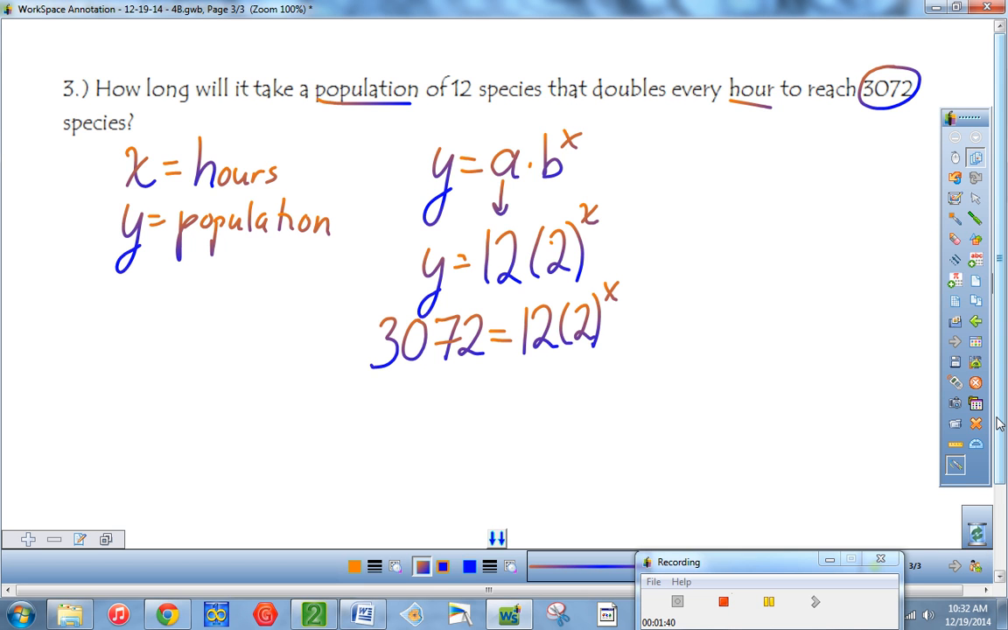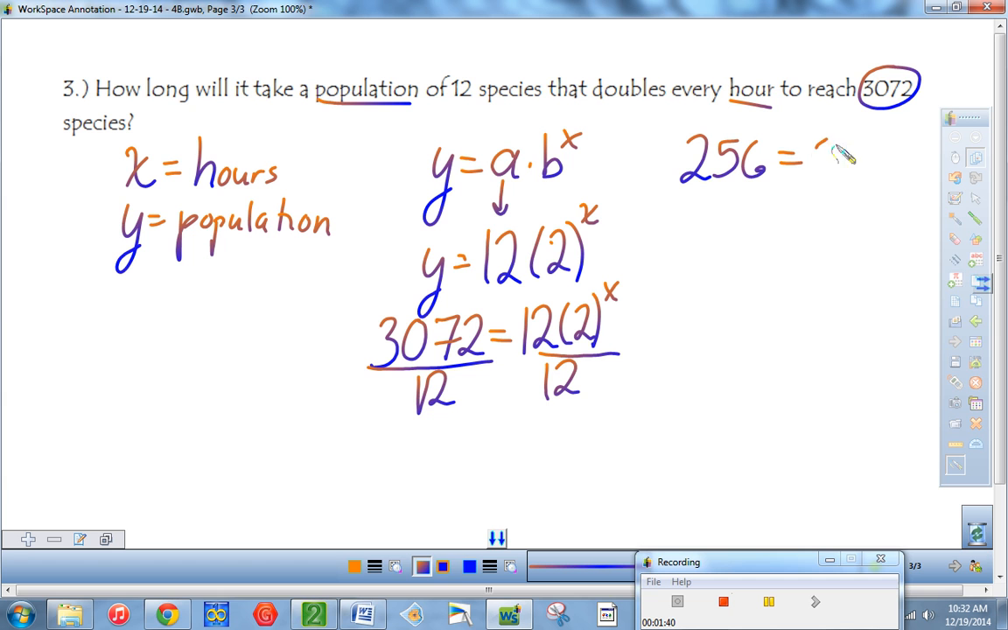Can you solve it? What do you do? Divide by 12? What do you get? You end up getting a really nice answer for this problem, by the way. 256. So 256 equals 2 to the x. How do I figure out what x is? Go ahead, Z.